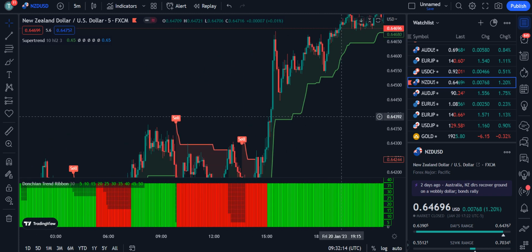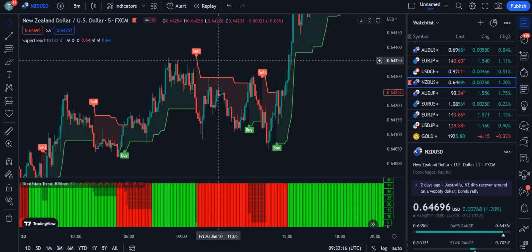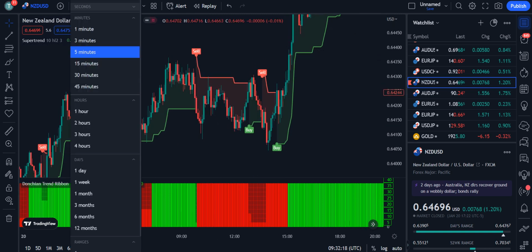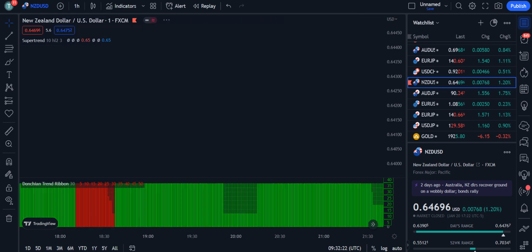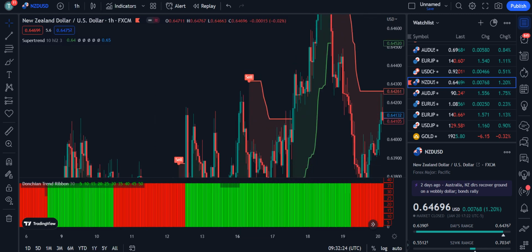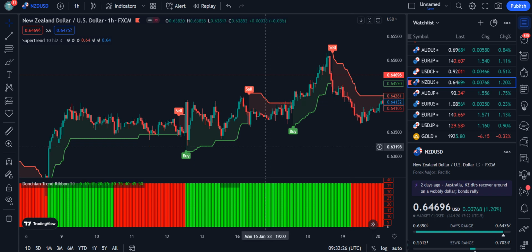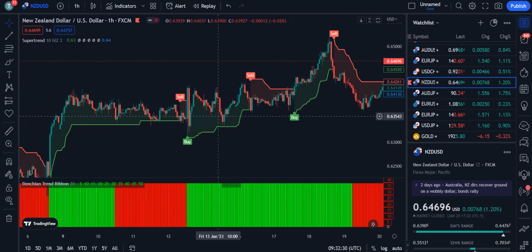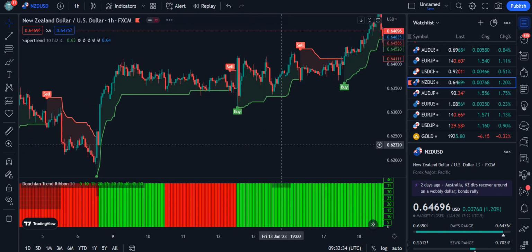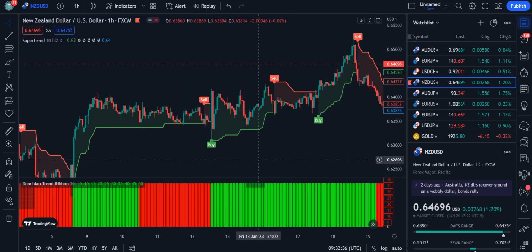This strategy you can also use for your day trading. Here I have to change its time frame to 1 hour, for example. Then this will be used for your day trading. It will be equally good for day trading as well as for scalping, but I use it for my day trading.